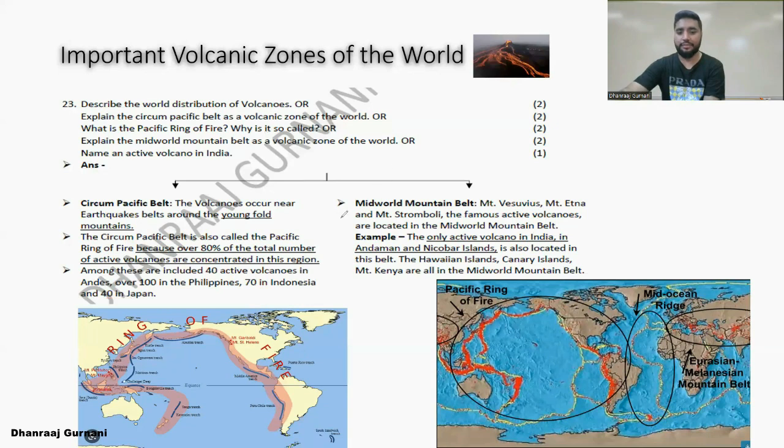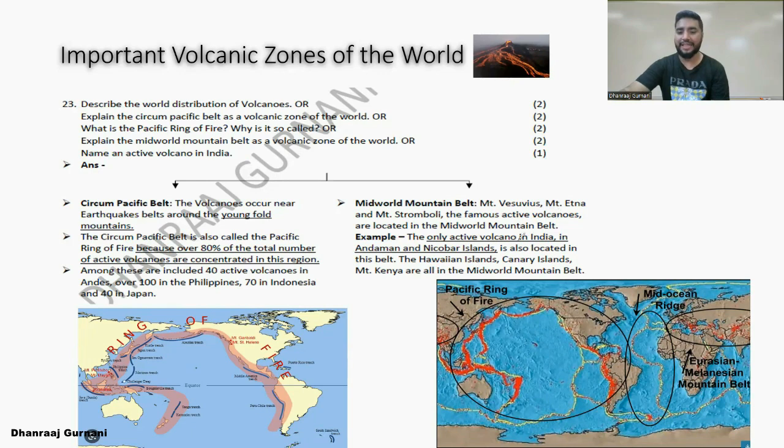Moving to the second belt, that is the Mid-World Mountain Belt. Explain the Mid-World Mountain Belt as a volcanic zone of the world. Mount Vesuvius, Mount Etna, Stromboli are famous active volcanoes which are in the Mid-World Mountain Belt. These are located in the Mid-World Mountain Belt. Here you have an example.